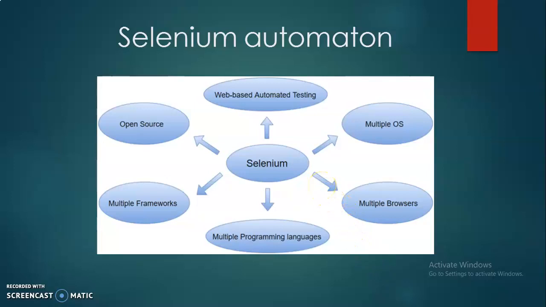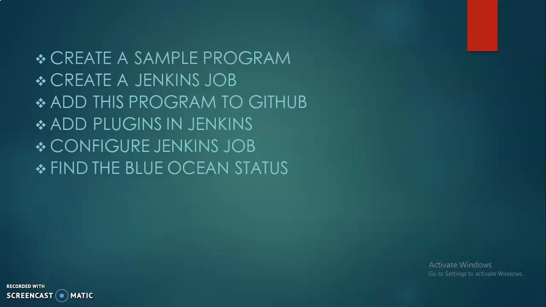So, these are the steps we have to do. First one, we need to create a sample program, that I showed you earlier in Eclipse. Then in the second step, execute the Jenkins job. Then upload the code into GitHub. Then next step, add plugins to Jenkins and configure the Jenkins job. That is, the last step, find the status in Blue Ocean. Okay.